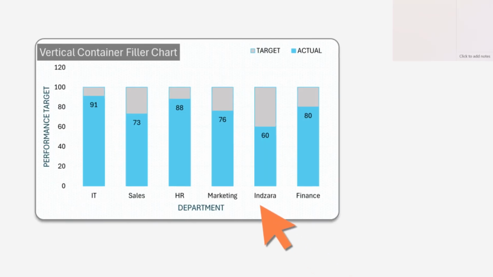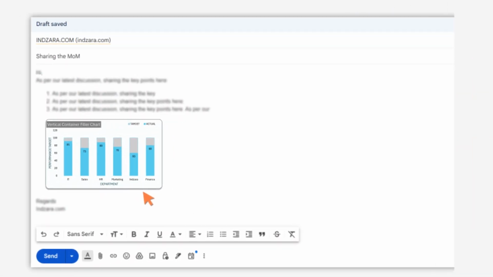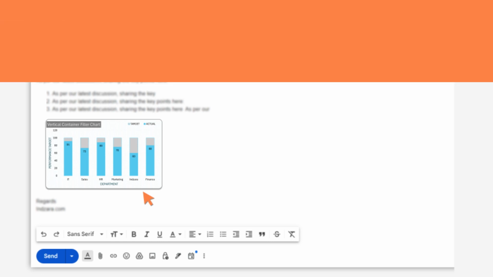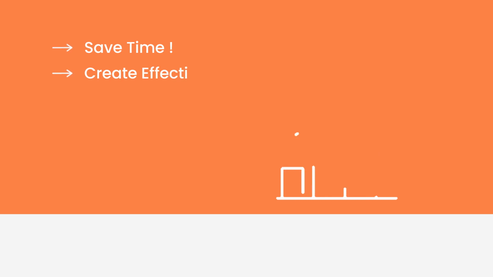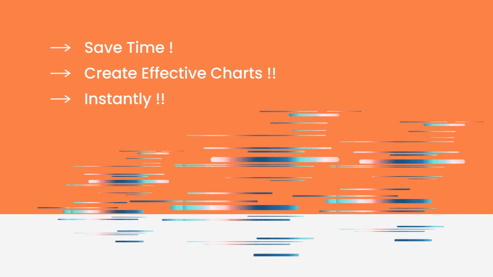Now you can copy this chart and paste it in another application if you would like, Microsoft Word or Microsoft PowerPoint. You can also paste the chart in an email, along with the insights, to make the email a lot more effective. This is a very quick way to create charts for instant use. Save time today by creating effective charts instantly using the Instant Chart Maker template.